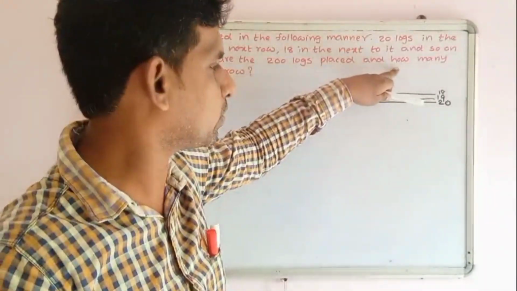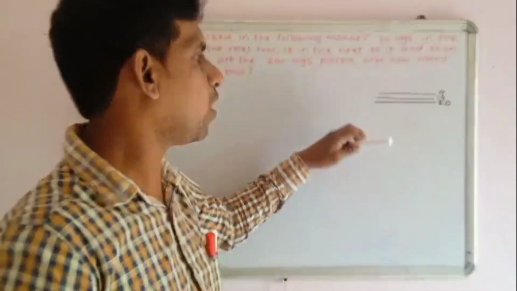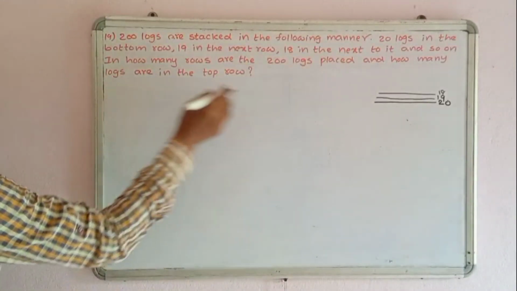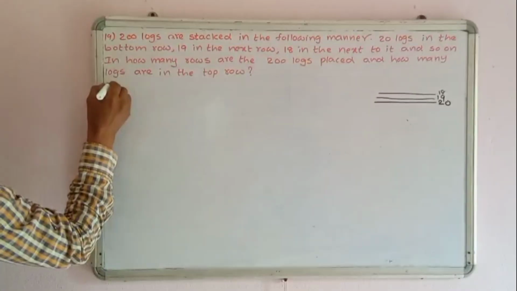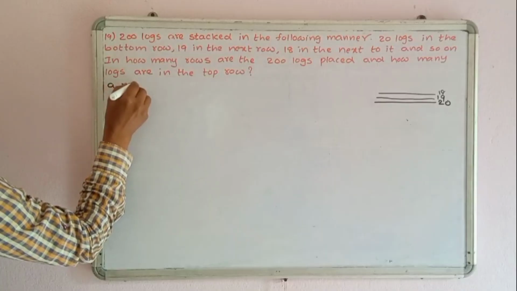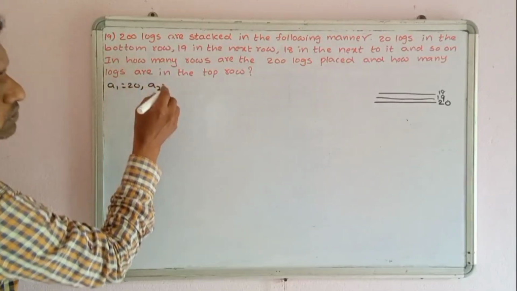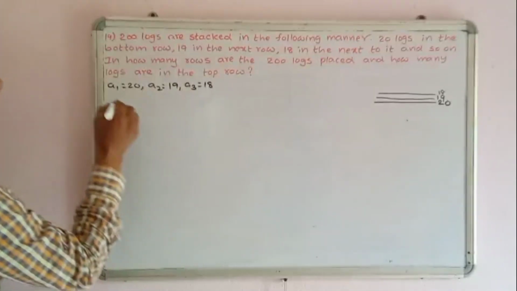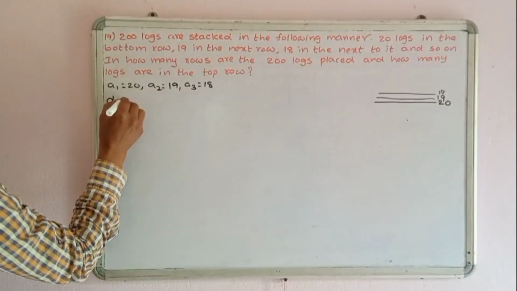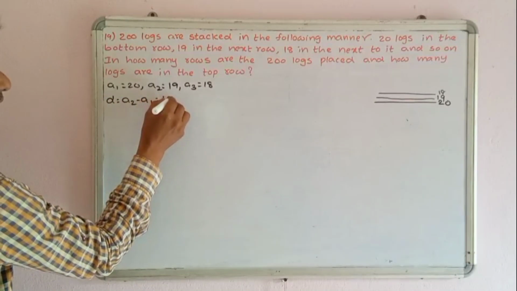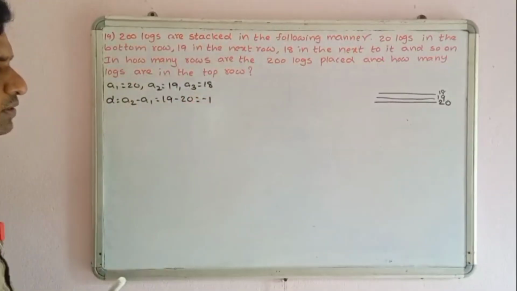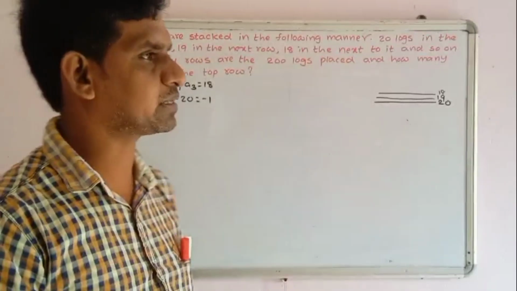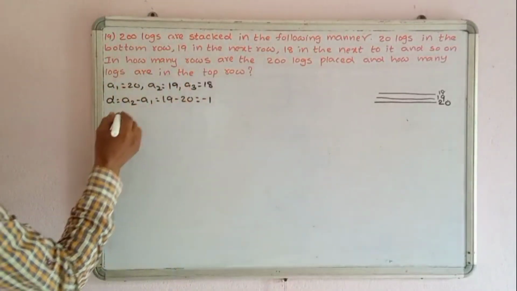I don't know how many rows, so first find the rows and how many logs are there in the top row. See, first a1 equals 20. Next a2 equals 19. a3 is 18. What is the common difference? a2 minus a1 is 19 minus 20, which is minus 1. 18 minus 19 is minus 1. This is an arithmetic sequence, so the common difference is minus 1.